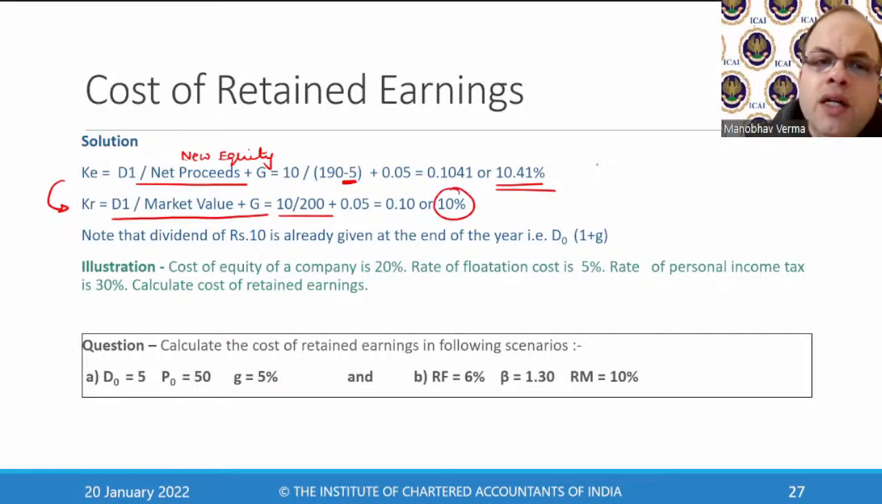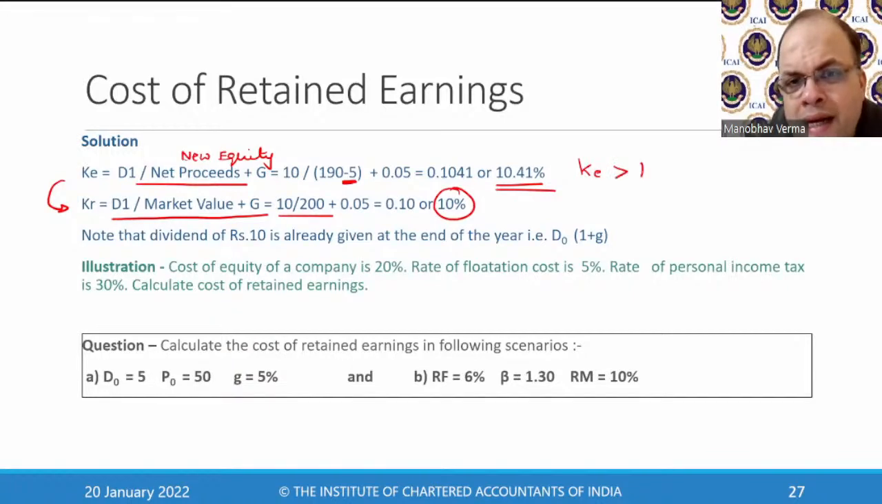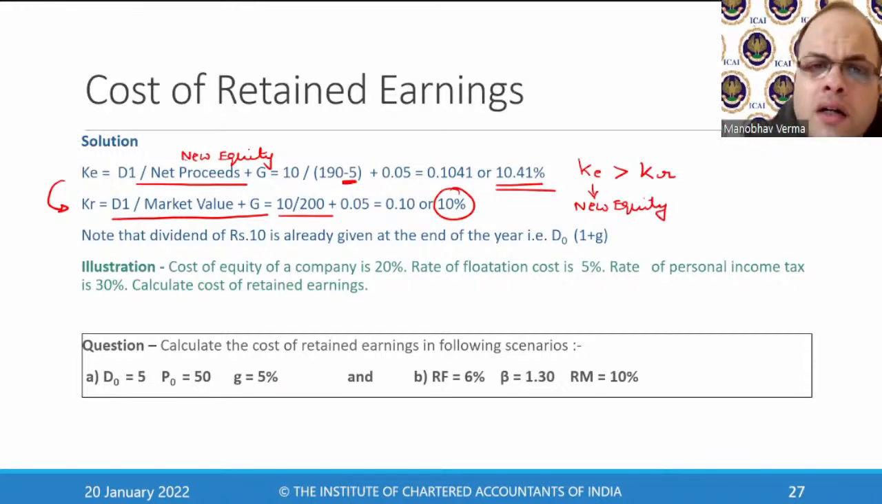So this example is showing that yes, my KE is more than KR. The reason being that this is new equity, and because you are talking about new equity, you have a lower denominator. Your net proceeds is less. I hope this makes sense to everyone, guys.